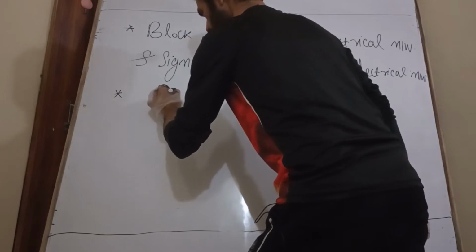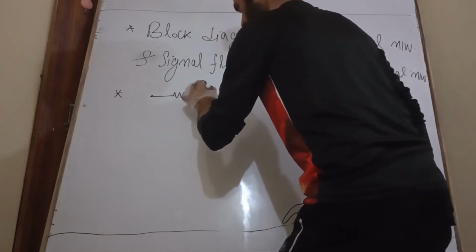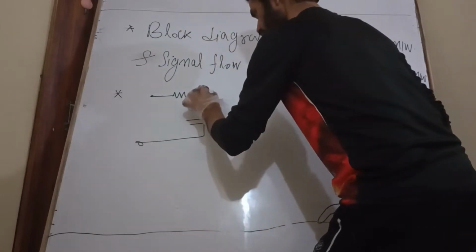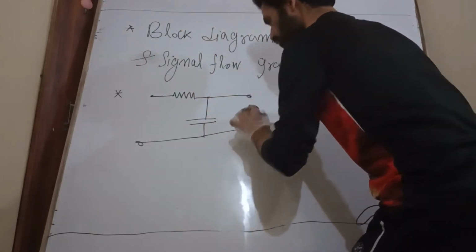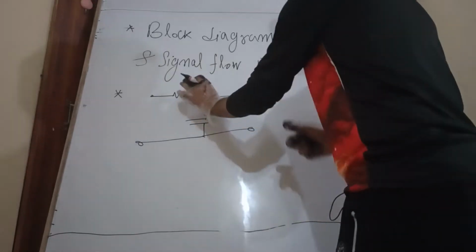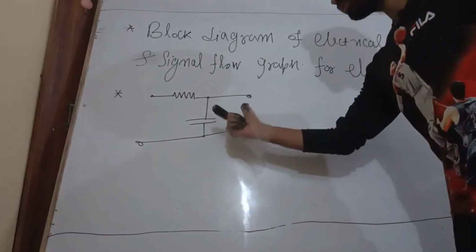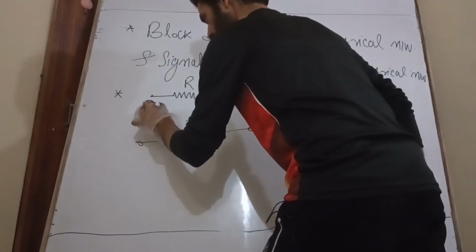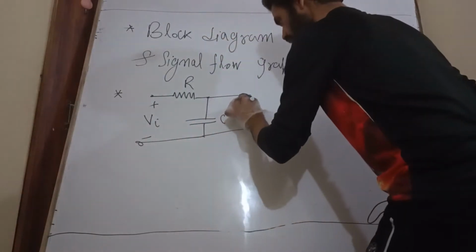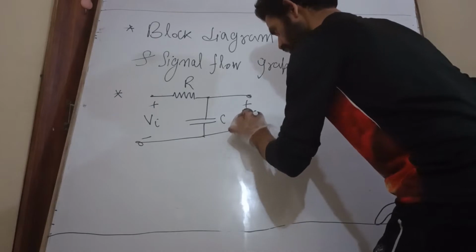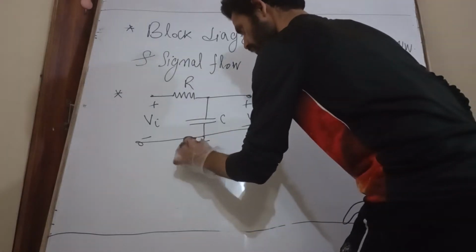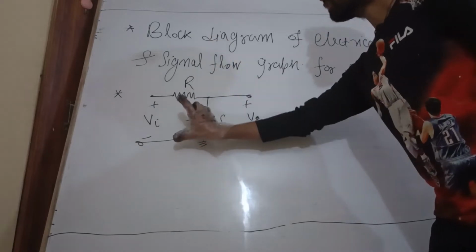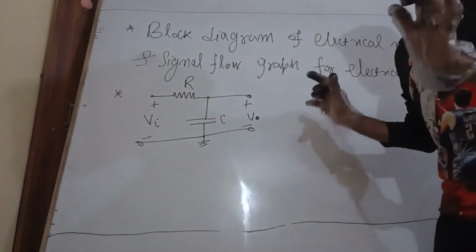RC circuit. Okay, so this is my RC circuit. Now in the signal flow graph, this is my R, this is my C, and this is my input Vi, positive negative, and this is my positive negative output. Okay, and this is ground. So now see, if I want to convert this into a signal flow graph.